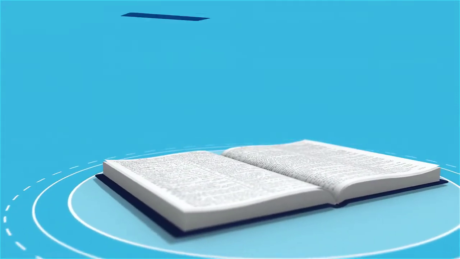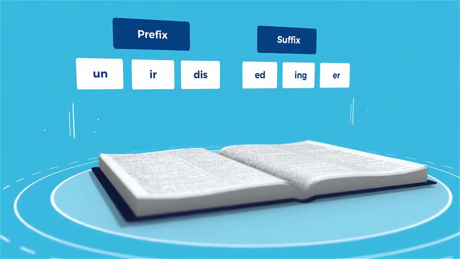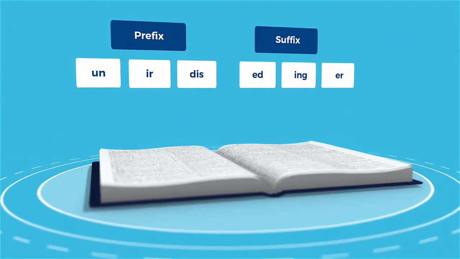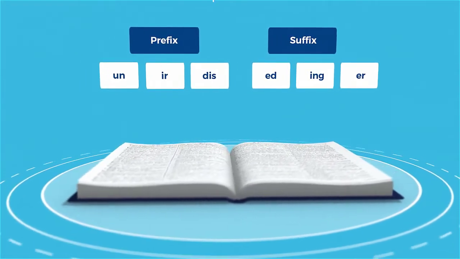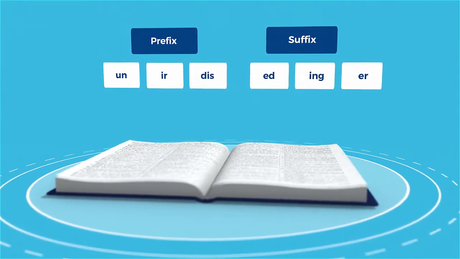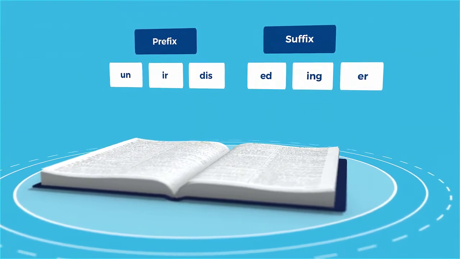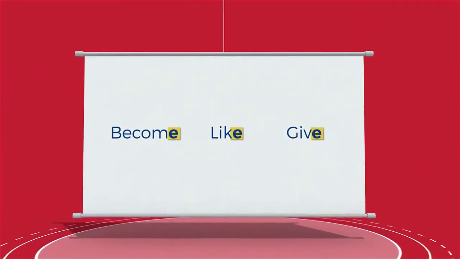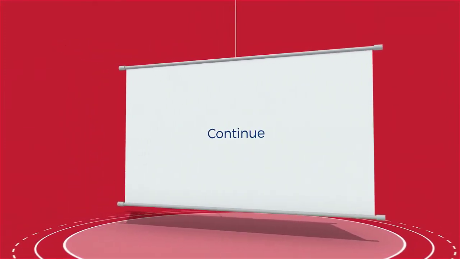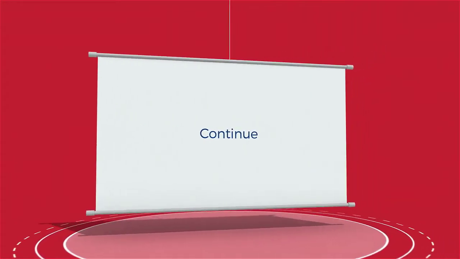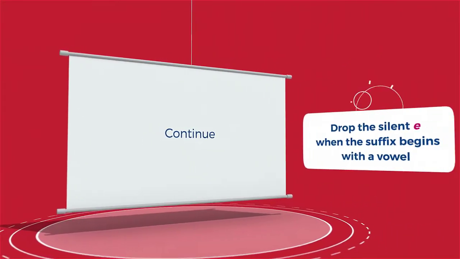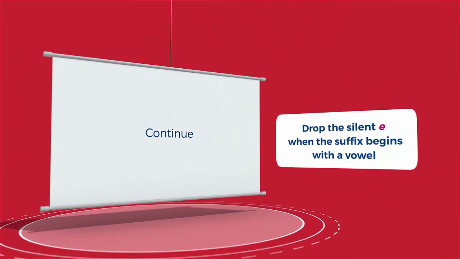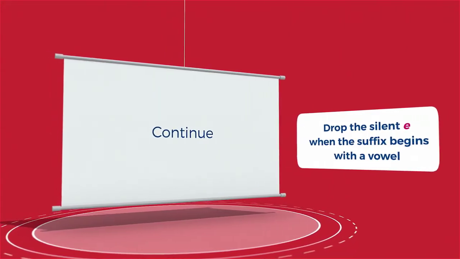When you add a prefix to a word, you don't have to change the spelling of the root word. But when you add a suffix, the spelling of the root word often changes. Let's examine this more closely. We'll start with the silent E that appears at the end of words like become, like, and give. When you're adding a suffix that begins with a vowel to those words, you usually need to drop the silent E.